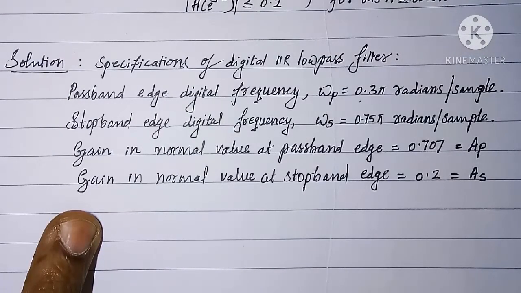To design digital low pass filter, first we have to design an analog low pass filter using impulse invariant transformation. So we need to convert digital frequencies into analog frequencies using impulse invariant transformation frequency relationships, but the gains are to be kept same.